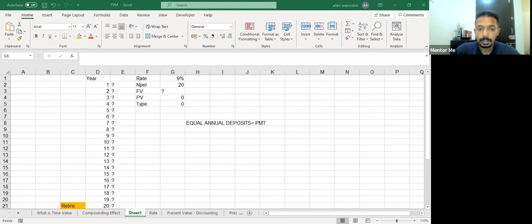If you see the question, if nothing is mentioned, you assume that it is happening at the end of the period, right? Now, if we don't know future value, then I cannot directly find PMT. So there is an additional step to this. That means what do I need to find out first? FV. This is what I need to find out first to give the final answer, right?